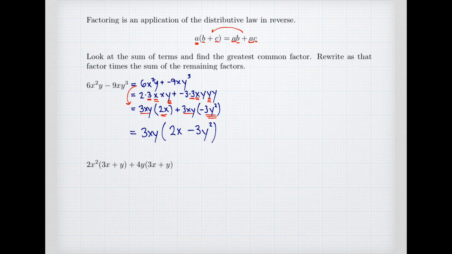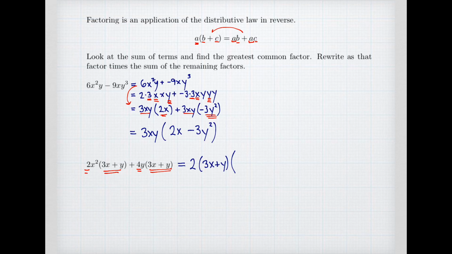So let's do another example. This time, notice we've already got it in a factored form, 3x plus y is a common factor here, but don't miss that we still might have some other common factors. So 2 and 4 have common factors. What I would do is, the common factor of the 2 and the 4 is 2. I have 3x plus y as a common factor.